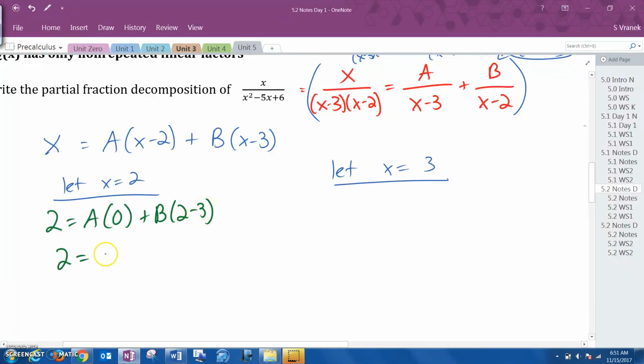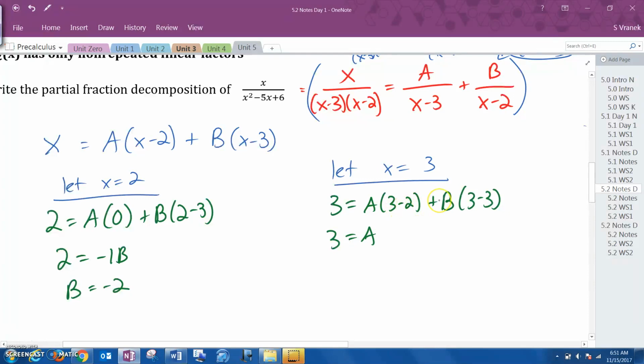2 is equal to negative 1b. B is equal to negative 2. Okay? Now we do the same thing for 3. We rewrite the whole thing. 3 is equal to a times 3 minus 2 plus b times 3 minus 3. Well, that's gone. So we get 3 is equal to a. 3 minus 2 is 1a.